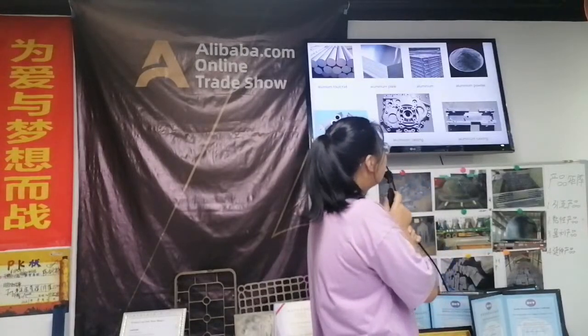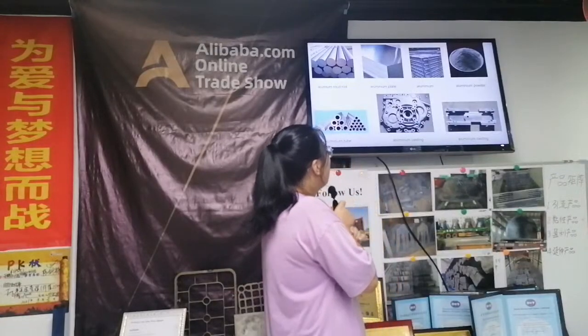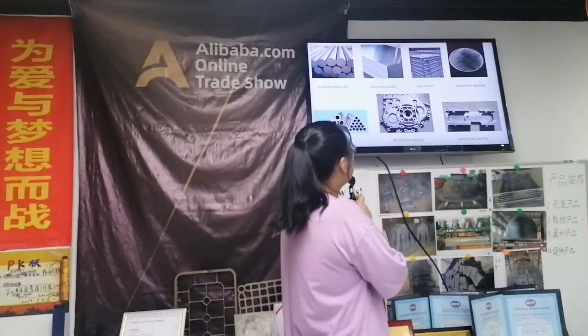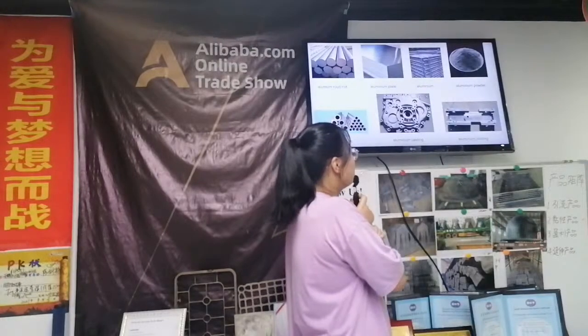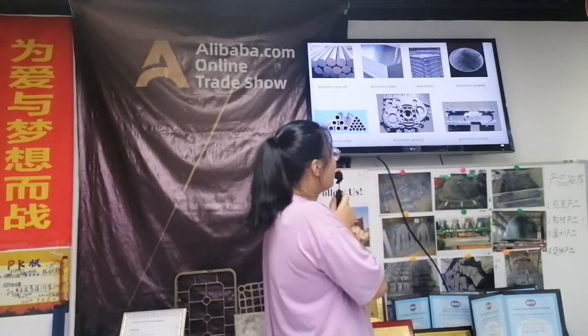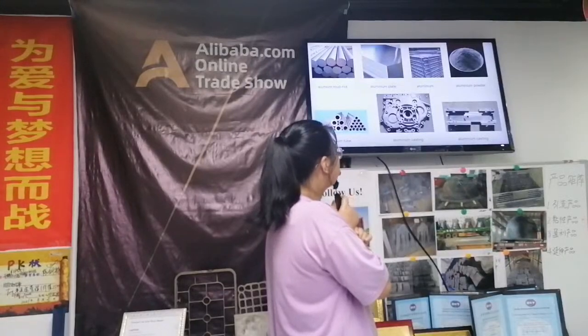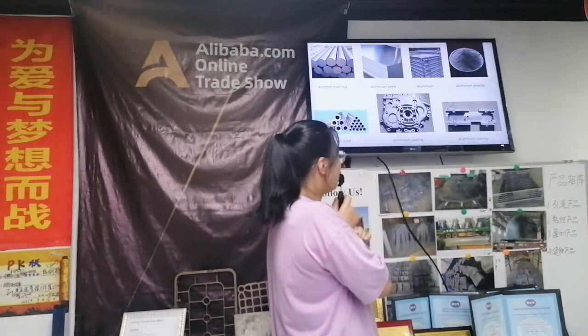Next, some photos of aluminum alloy. The first one is aluminum round bars. The second one is aluminum plates. The third one is aluminum powder. The fourth one is aluminum tubes. The fifth one is aluminum castings and forgings.